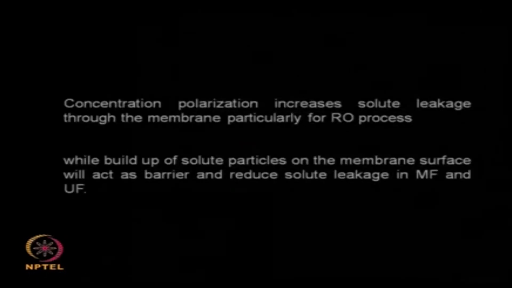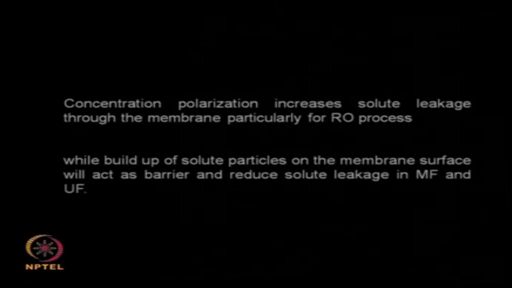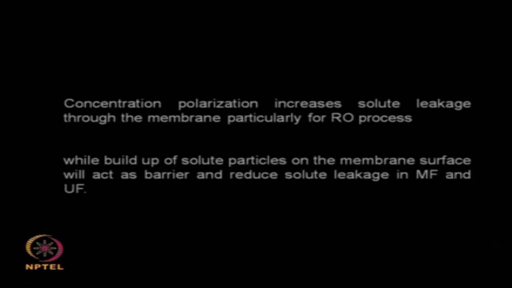This concentration polarization increases solute leakage through the membrane, particularly in RO, because the concentration on the upstream, very near the surface of the membrane, is large, so there is going to be solute leakage. Whereas buildup of solute particles on the membrane surface will act as a barrier for microfiltration and ultrafiltration, because the diffusion of the solute from the bulk coming near the upstream surface of the membrane is going to get slowed down, because Cs, the concentration near the surface, is much larger than Cb, the concentration in the bulk.